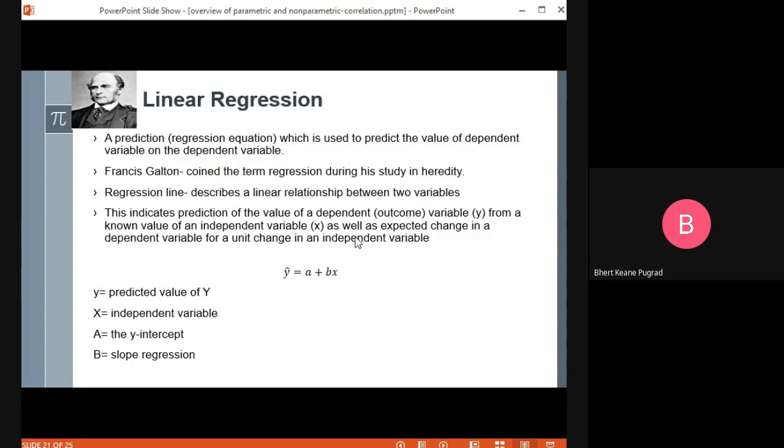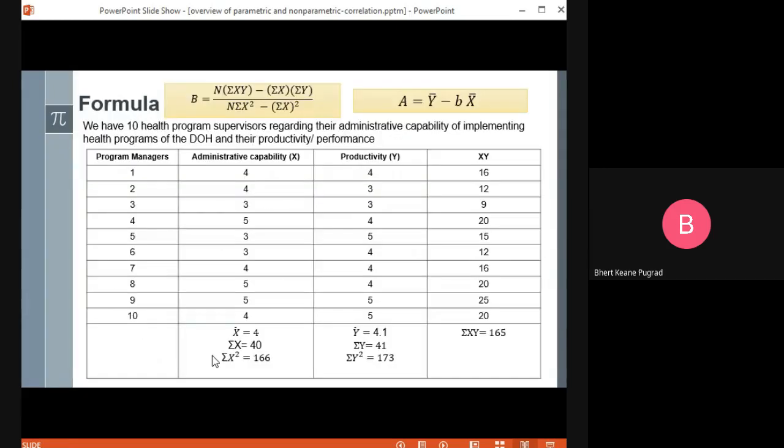So the formula in your regression analysis or linear regression is y hat. This is the symbol of hat, H-A-T, the one with an arrow pointing up. So y hat is equal to a plus bx. So y hat is the predicted value. x is the independent variable. a is the y-intercept, and b is the slope of the regression. So we have here the formula for your slope regression and the formula of a.